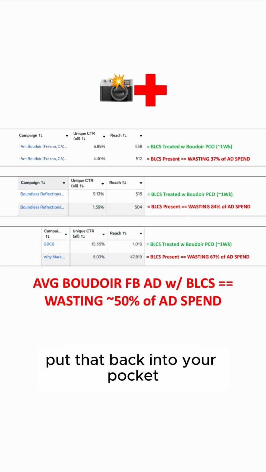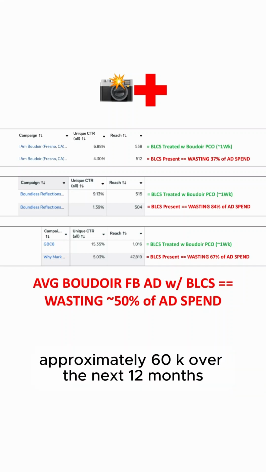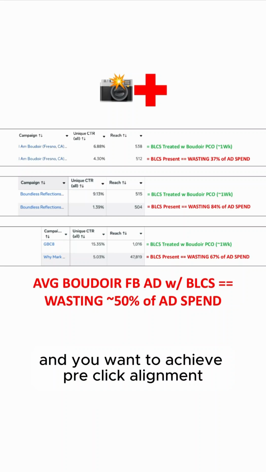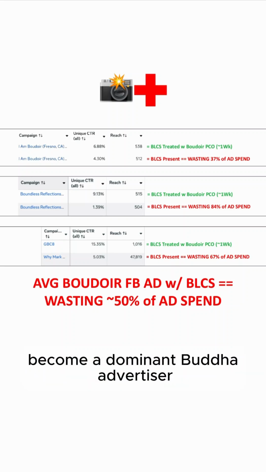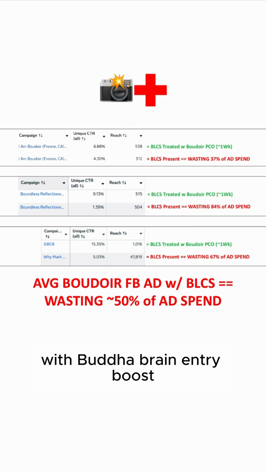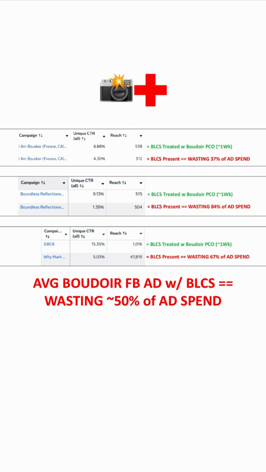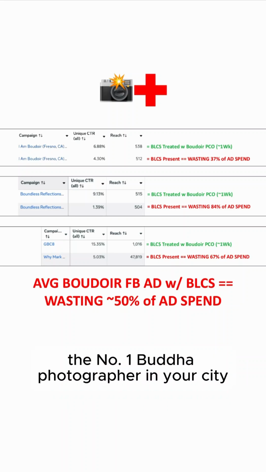Put that back into your pocket. You don't have to spend it anymore. Approximately 60K over the next 12 months. And you want that, and you want to achieve pre-click alignment, become a dominant Boudoir advertiser with Boudoir Brain Entry Boost, because that's what you need on your journey to become the number one boudoir photographer in your city.